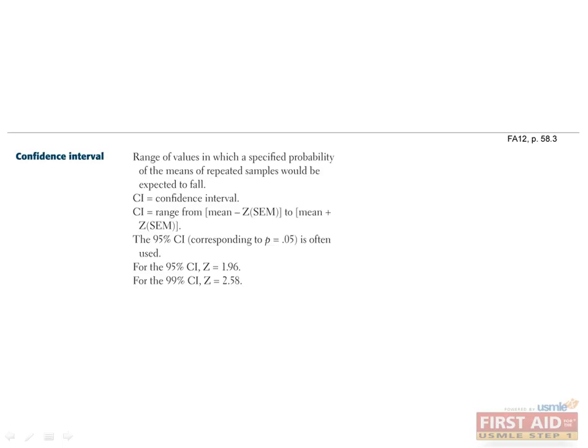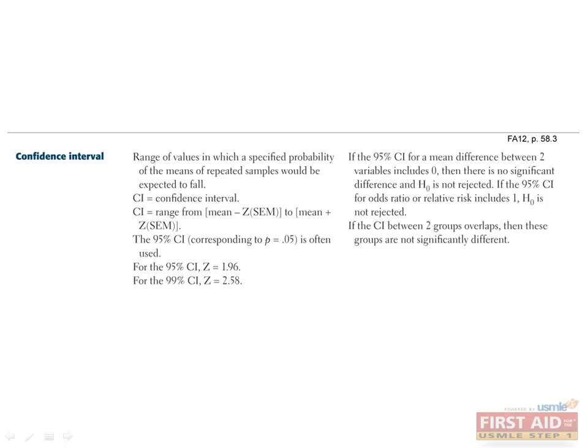The confidence interval is defined as the range of values in which a specified proportion of repeated sample means would be expected to fall. The 95% confidence interval most commonly used corresponds to a p-value of 0.05. The 95% confidence interval ranges from the mean minus 1.96 times the standard error of the mean to the mean plus 1.96 times the standard error of the mean. For a confidence interval of 99%, you use 2.58 as the multiplicative factor for the standard error of the mean instead of 1.96. More importantly, here are the practical applications of the confidence interval that should be remembered.